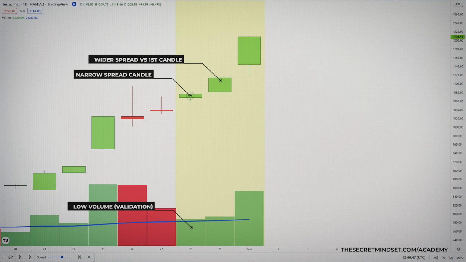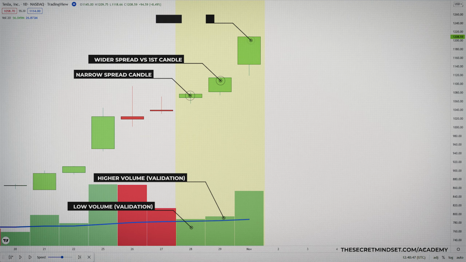The second candle then begins to form. The spread of this is wider than the first, and based on Wyckoff's rule, we expect to see greater volume than on the first bar, which is indeed the case. So the uptrend is valid. The volume has validated the price on both candles.